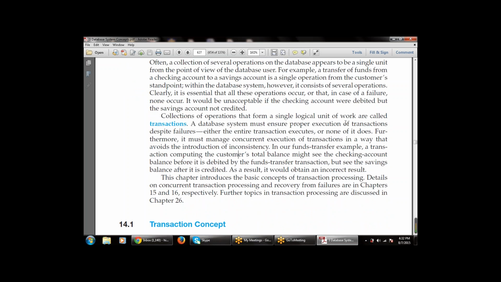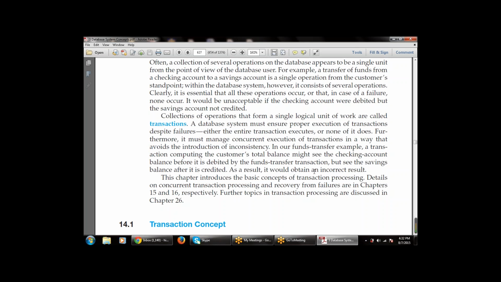In the fund transfer example, a transaction computing the customer's total balance might see the checking account balance before it is debited by the fund transfer transaction. Suppose I want to transfer funds, that means debiting the amount. That debit must be done after checking the account. If the account does not have a balance, then how will the amount be deducted?